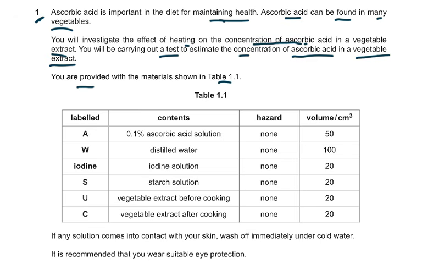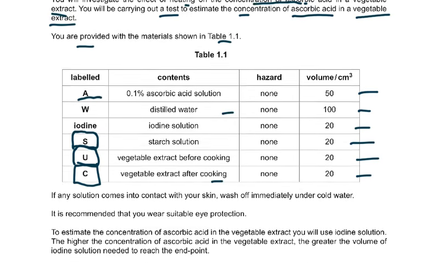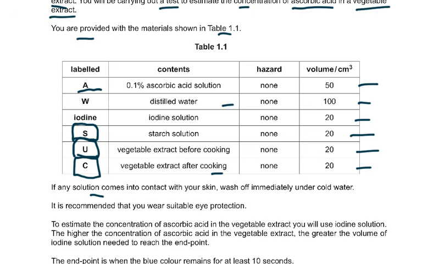A is 0.1% ascorbic acid solution, 50 cm cube. Then W is distilled water, 100 cm cube. Then iodine solution, 20 cm cube. Then starch solution S, this is 20 cm cube, and U will be the unknown vegetable extract before cooking, that is 20 cm cube, and C is the vegetable extract after cooking, and this is also 20 cm cube. So just look at the volumes given to you, and you have a rough idea what you've got to do. If any solution comes into contact with your skin, wash off immediately under cold water.